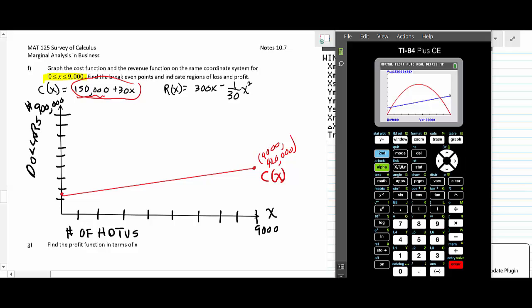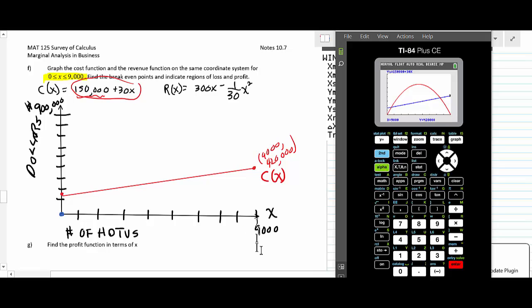All right, so now what we're going to do is we're going to do the revenue, okay? Well, the revenue on here, and this is typically always going to be the same. If you don't sell anything, then you have zero revenue, right? You should always have a 0.00 on a revenue function. And then at 9,000, you can tell the same thing happens.